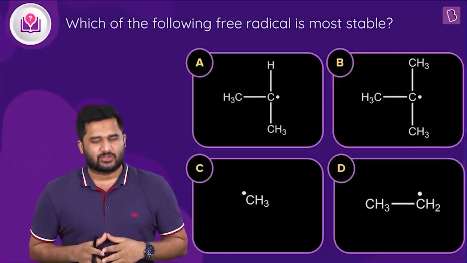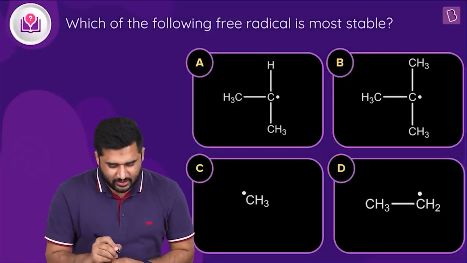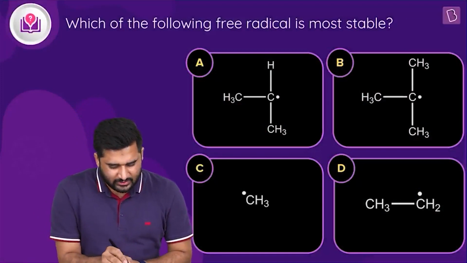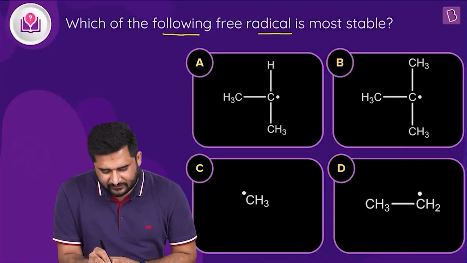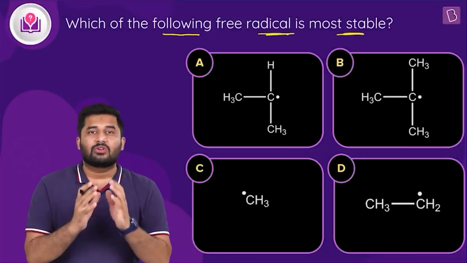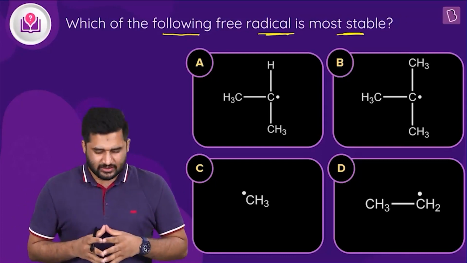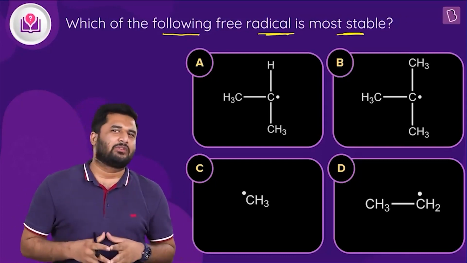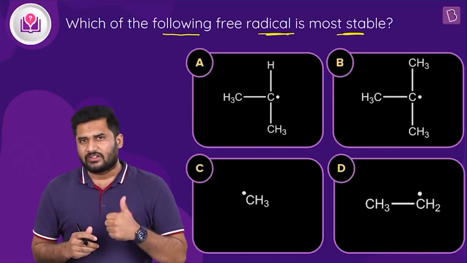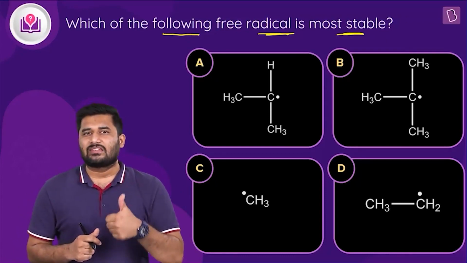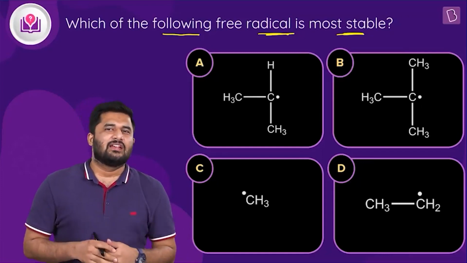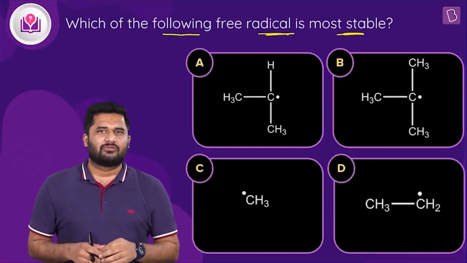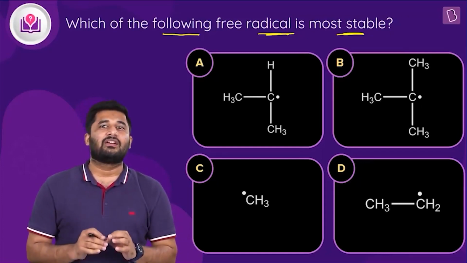Let's have a look at this question. According to this question, we have to find out which of these free radicals is the most stable one. All right. So we have 4 free radicals given to us and we have to find out the most stable one. Whenever you have to compare the stability of free radicals, the very first thing that you should look for is the presence of resonance.